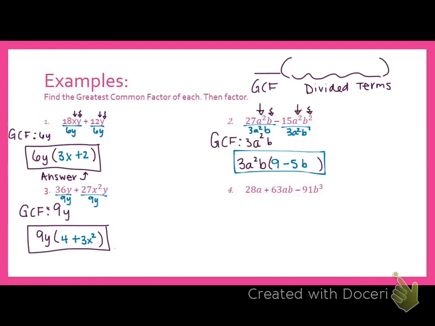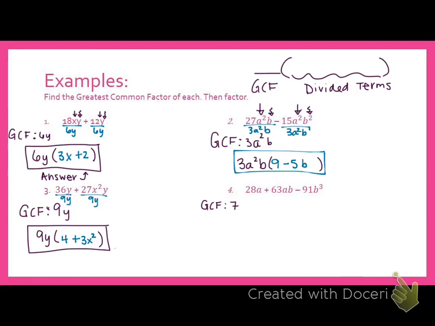Okay, there's 3 terms, which means those pieces need to be in all 3 places. So Kaylee, what is my GCF of number 4? The biggest number that can be pulled from 28, 63, and 91. So 7 goes into 91 how many times? 13. Yeah, and 13 doesn't go into all those, so that's perfect.